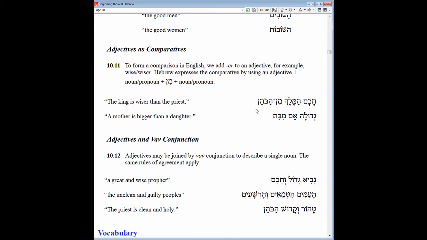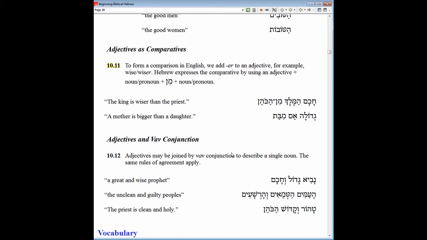So when you hit that, it should trigger in your mind, the key here is min. It's not from the priest. Min is being used to compare the king and the priest. It's in the middle of these two nouns. And this adjective out here is the basis of comparison. So what we really have here is the king is wiser than the priest. That's how you would put it in English.